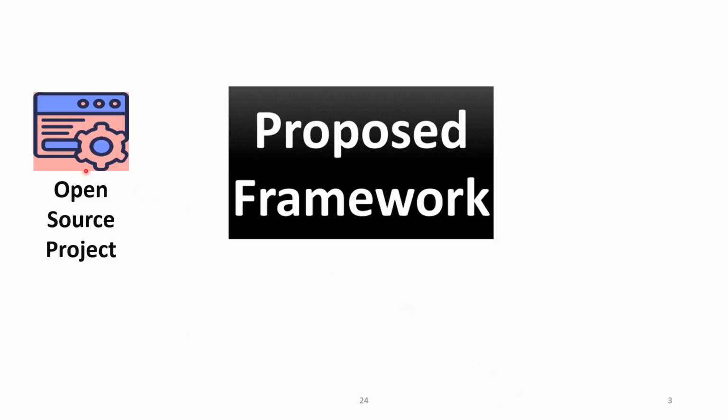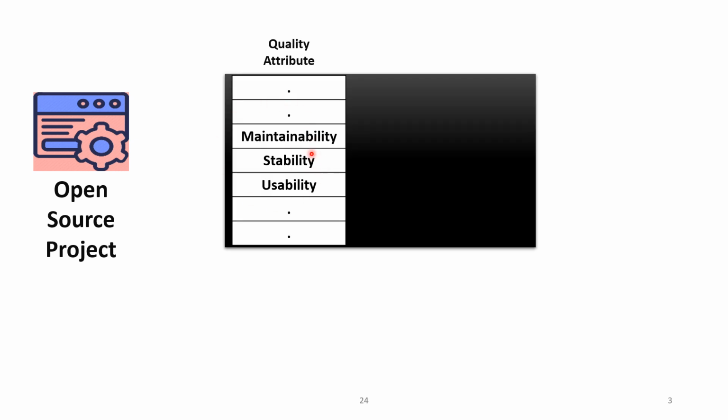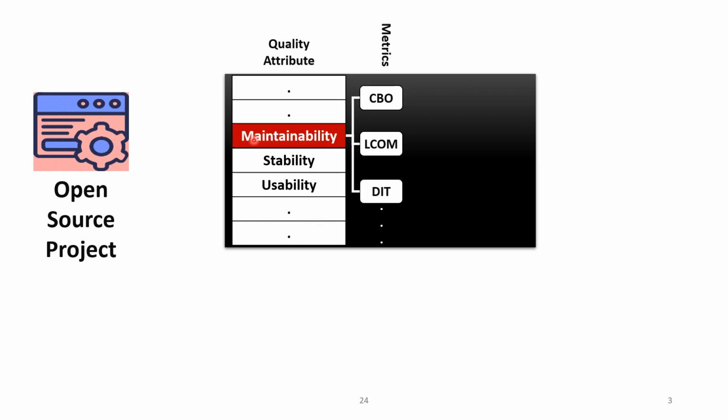If we go one level deeper inside this black box, then we can discuss more details about the framework. There are many quality attributes such as maintainability, stability, and usability. In our work, we focus on maintainability. However, the framework is applicable to measure the quality of other attributes. We select a set of software metrics that are useful to measure maintainability. Again, the framework is flexible to use any other metrics.